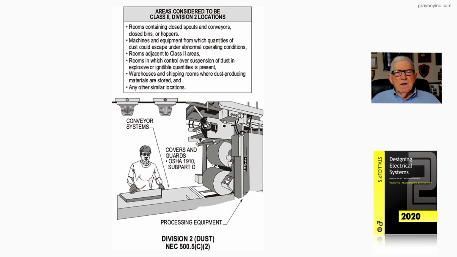So it's under, again, abnormal conditions, just as Class 1 Division 2 is. Class 2 Division 2 falls under the same rule that we would be reviewing there. So that's what our figure 21-4 is illustrating to the user of the NEC.